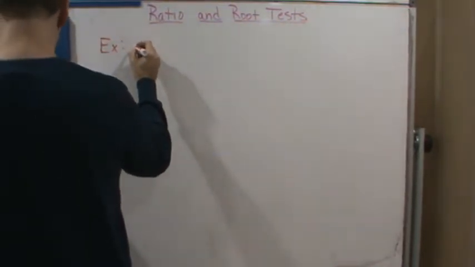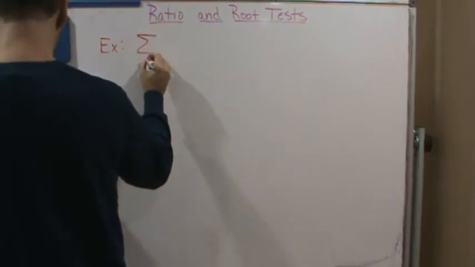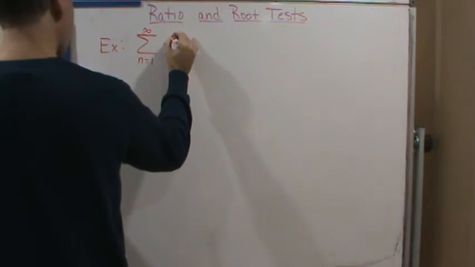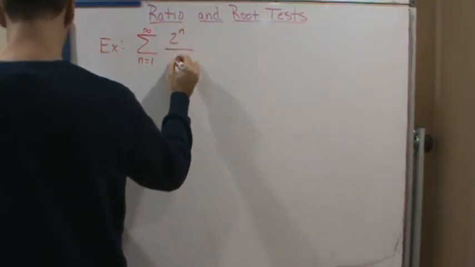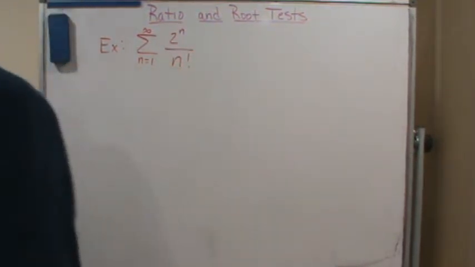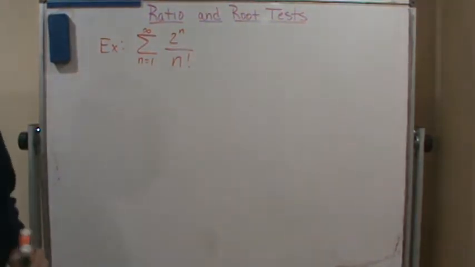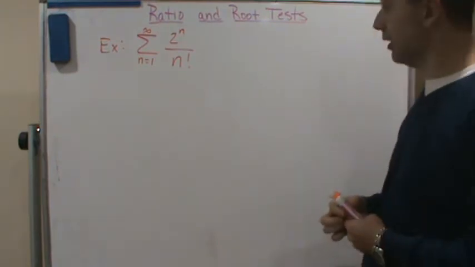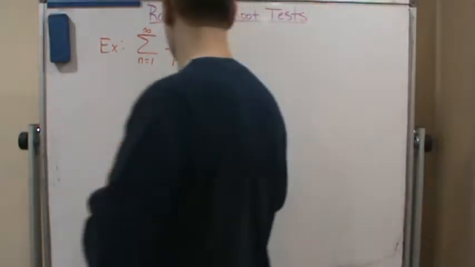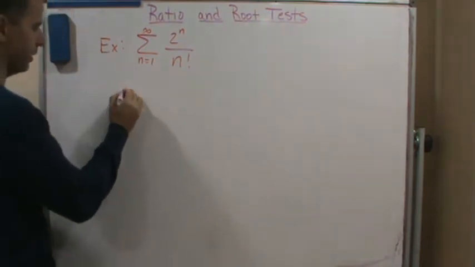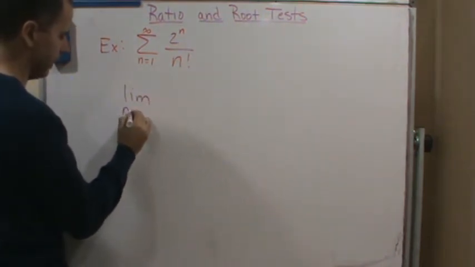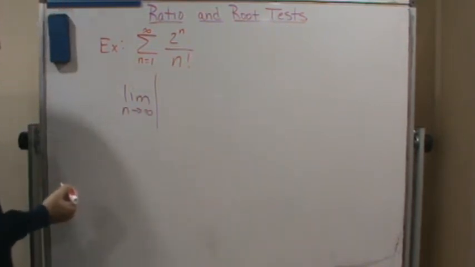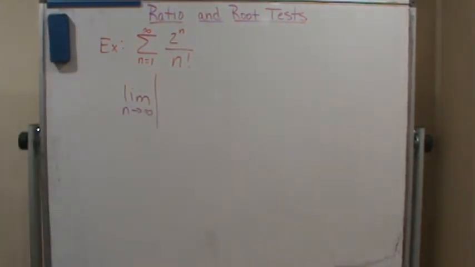Okay, so we're going to look at using the ratio test on this series here. If we look at this, this would definitely be a good candidate for using the ratio test. So let's set this up. What we're going to do is take the limit as n approaches infinity of the ratio of these two.